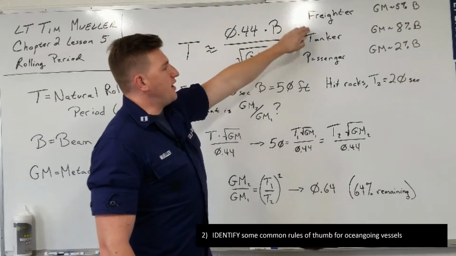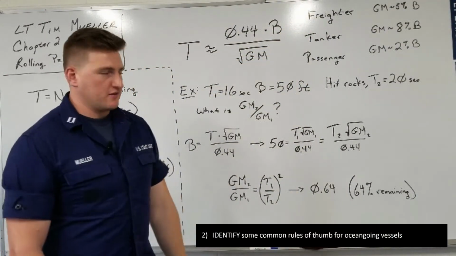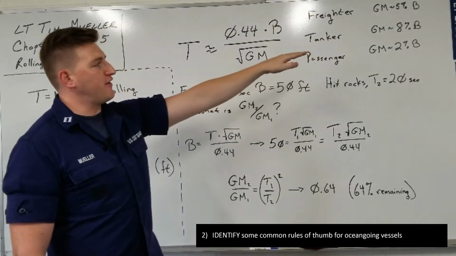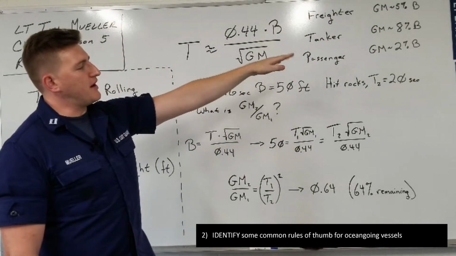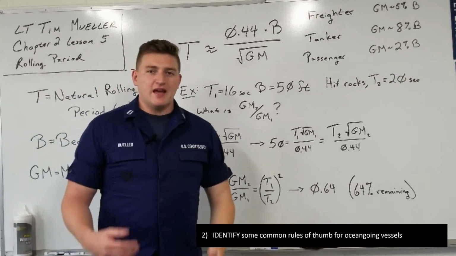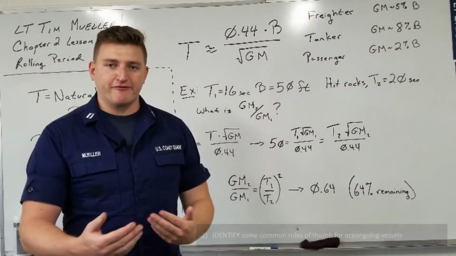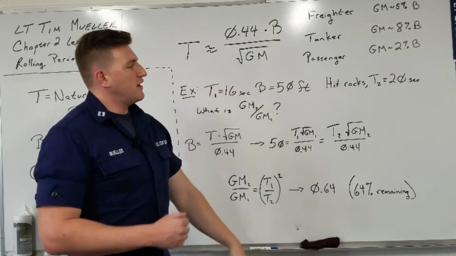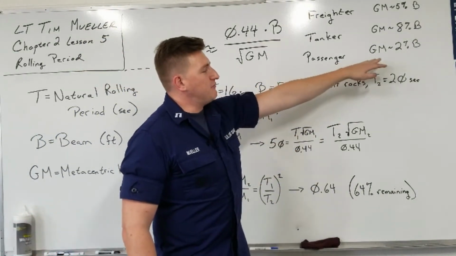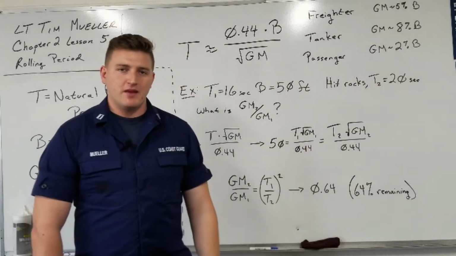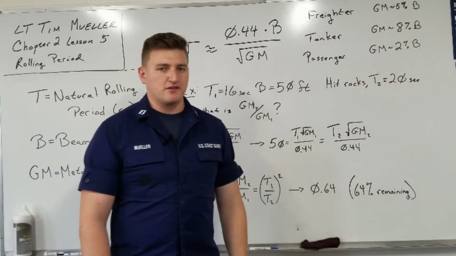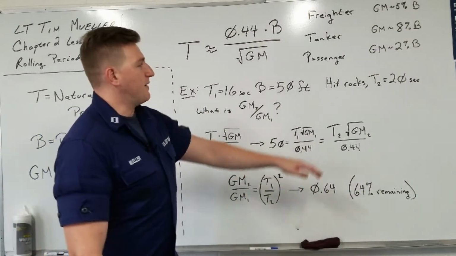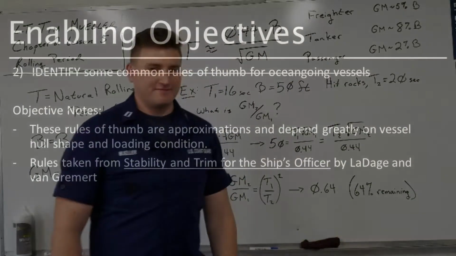Some common rules of thumb for vessels that you'll see on the open ocean. Freighters will typically have a metacentric height about 5% of their beam. Tankers will have a metacentric height about 8% of their beam, and that extra stability is because they have free surface effect in all the tanks with the liquids they're carrying. And passenger vessels have a metacentric height that can be right around even just 2% of their beam, which is why you see very wide passenger vessels, and you also see very tall passenger vessels to give them extra reserve buoyancy to combat the possibility of a negative GM.